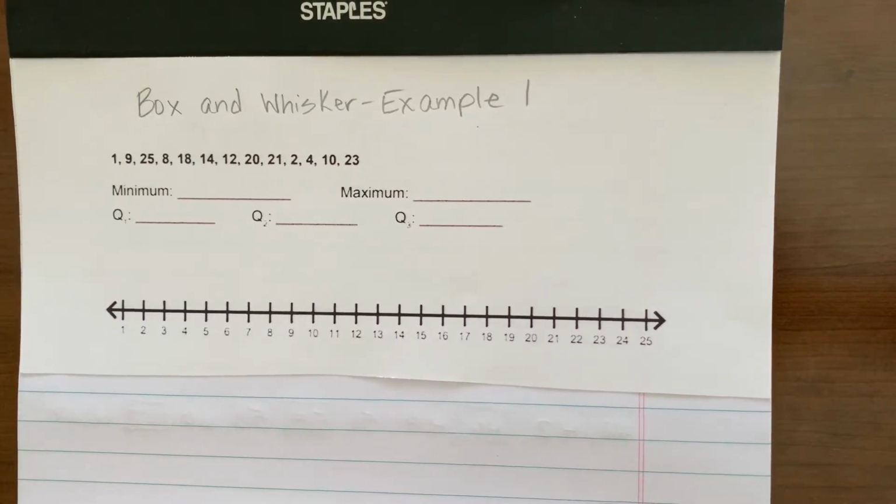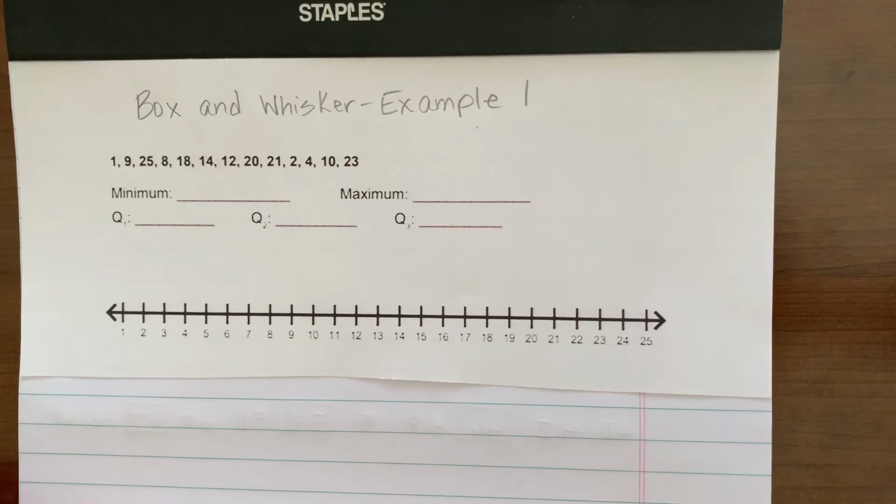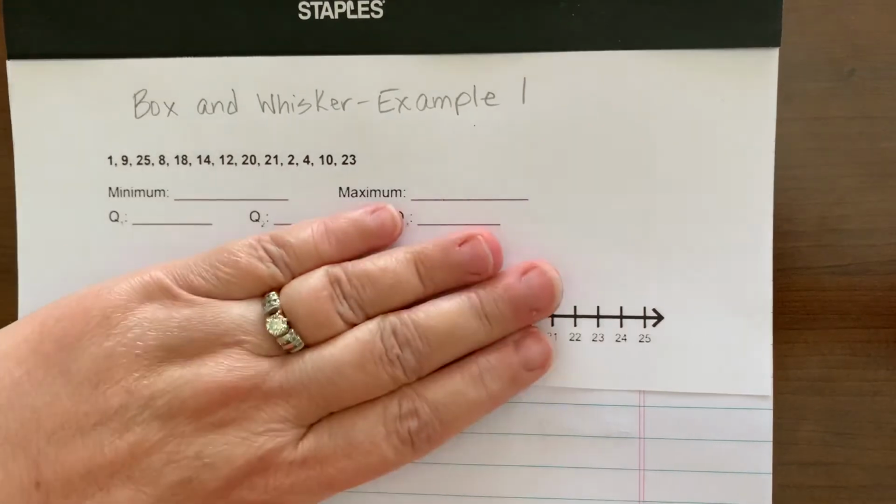So this is my first example for constructing what's called a box and whisker plot or a box and whisker graph. This is just a different kind of graph to show the organization of a list of numbers. So my first, don't pay attention to the number line at first.